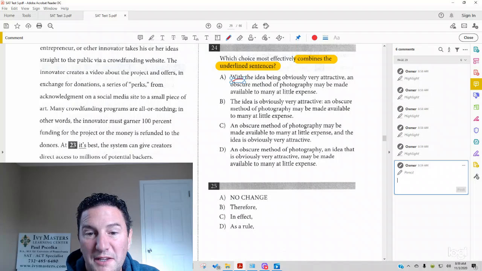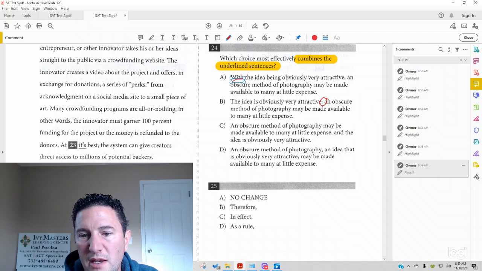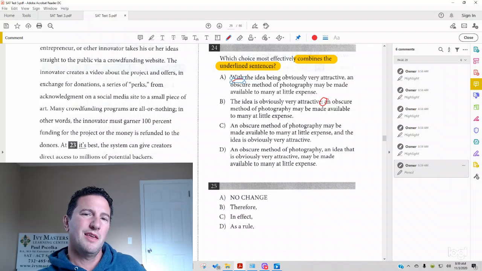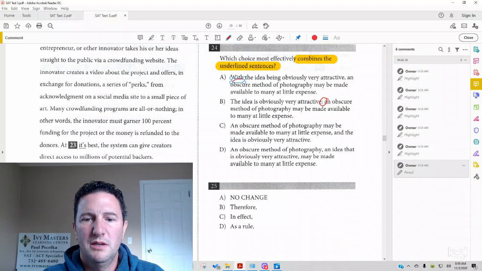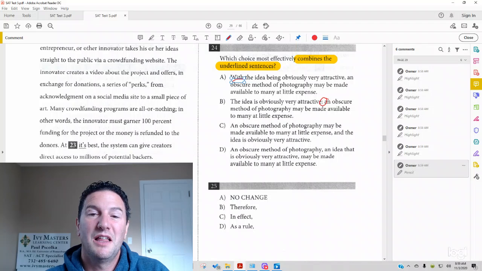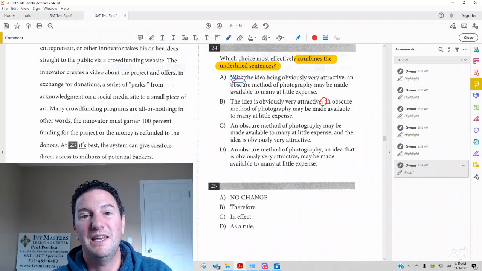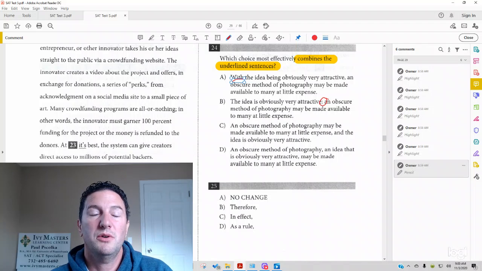Answer choice B. The idea is obviously very attractive, an obscure method of photography may be made available to many at little expense. Now, the problem here might be your education, believe it or not. So a lot of students have heard in their English class, oh, you use a colon before a list, and that's all they think they know about the colon.